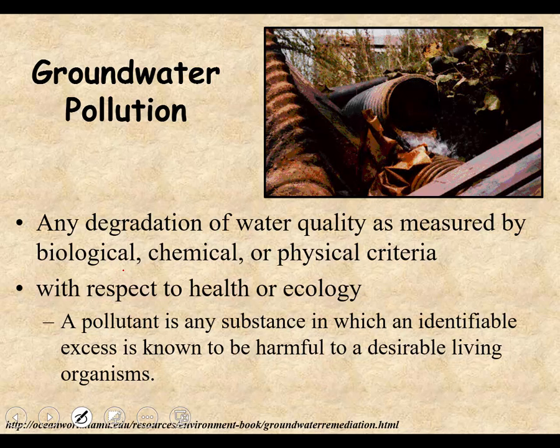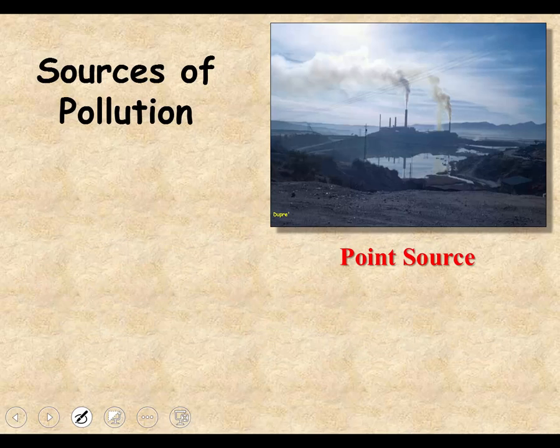Basically, when you have a degradation of water quality, as measured by some kind of criteria, biological, chemical, physical, it's anything that when in excess could be harmful to a desirable living organism. I like that. Undesirable organisms we don't like. Okay, that's how we get rid of them. But if it's desirable, we don't want to harm it.